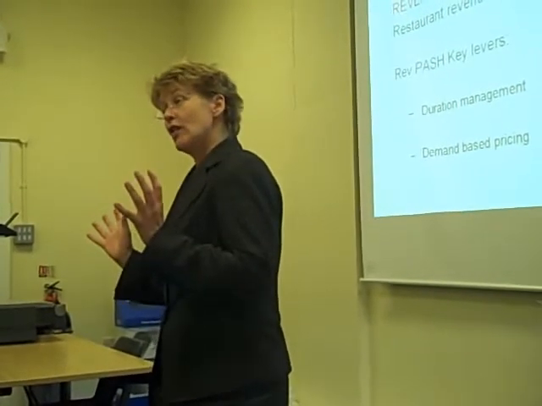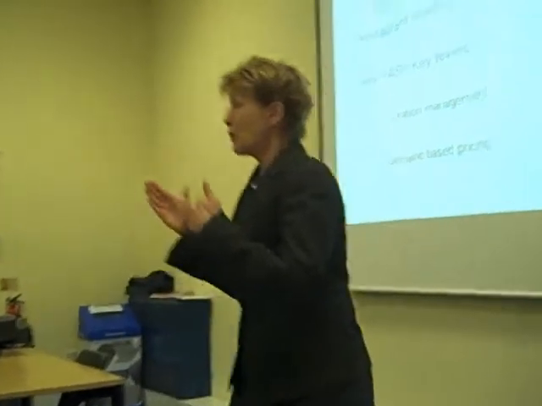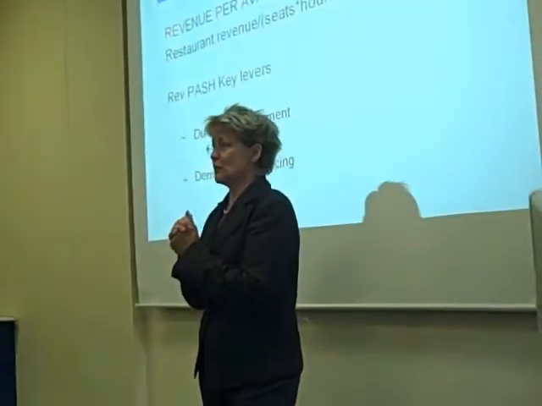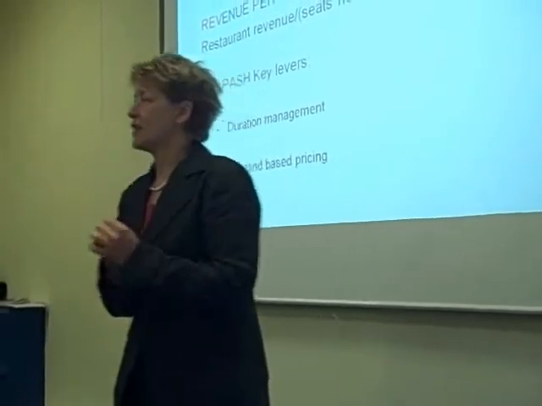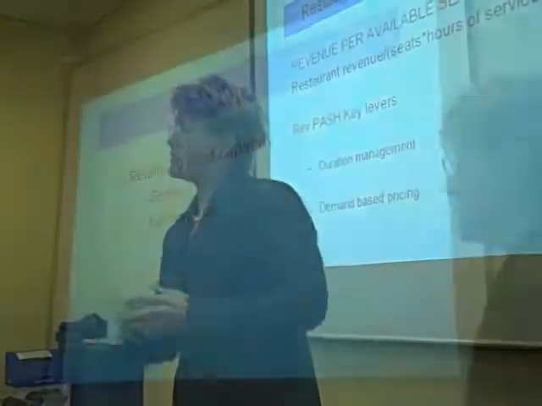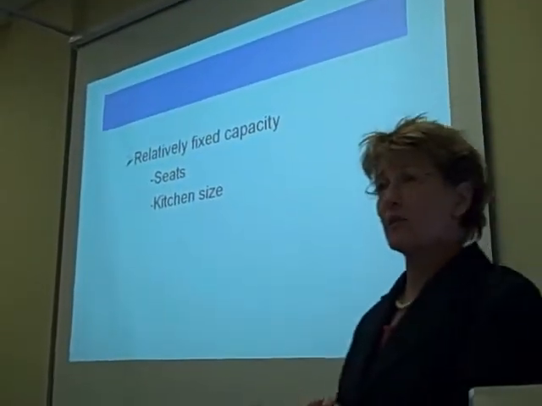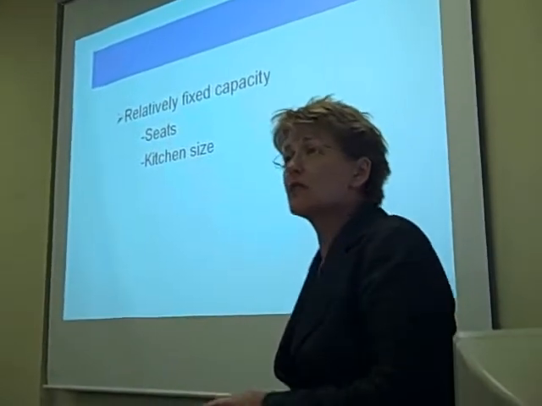We can never be 100% certain of what's going to happen, but we want to get as close to 100% as possible. So 95% certainty would be ideal, and we can make some really great and optimal decisions. We've got relatively fixed capacity. Yes, we can add a few more seats, add a few more tables, but relatively, that's the space we've got.